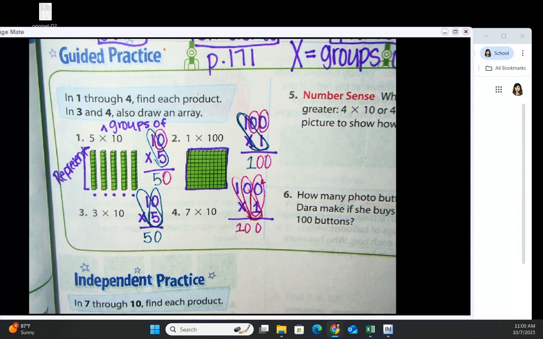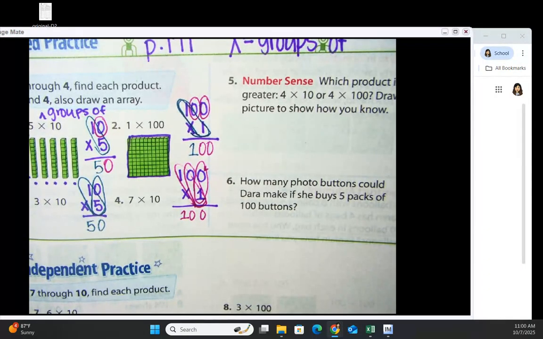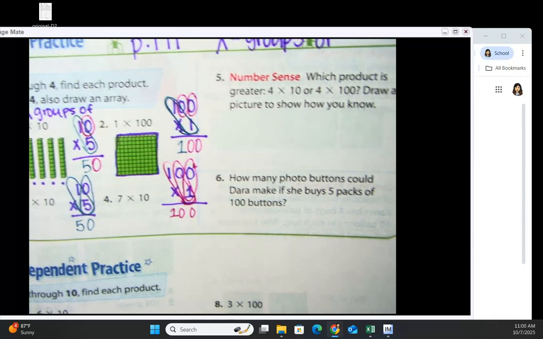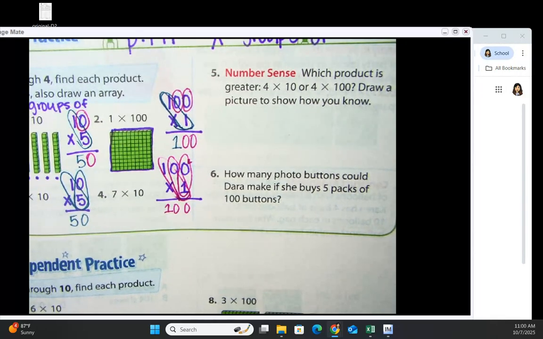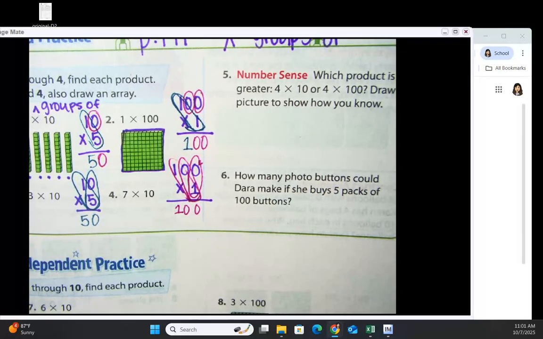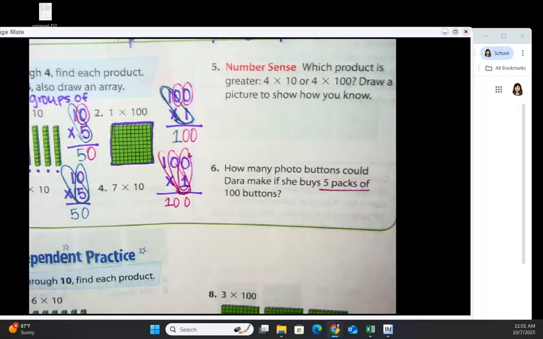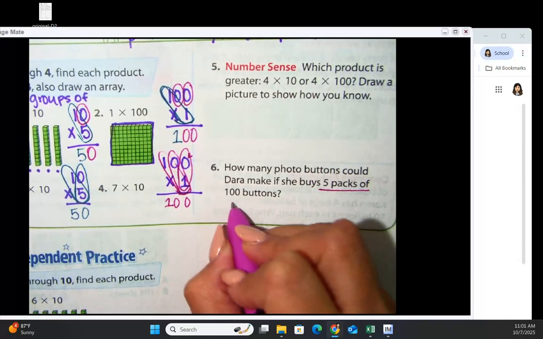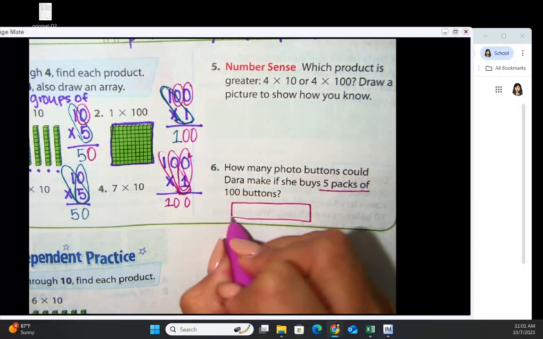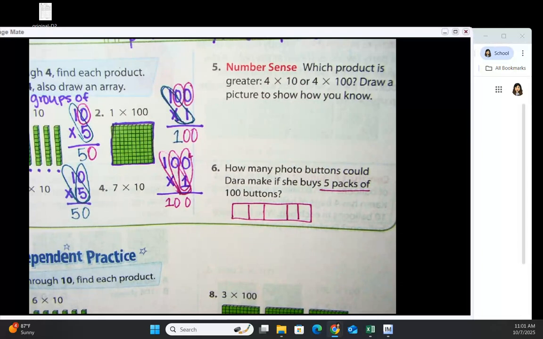Let's look at number 6. Who can read number 6 for me? Okay, Danis. Okay, so let's look at the information that we need in this story. How many packs do we have? So let's draw or represent 5 packs. 2, 3, 4, 5.